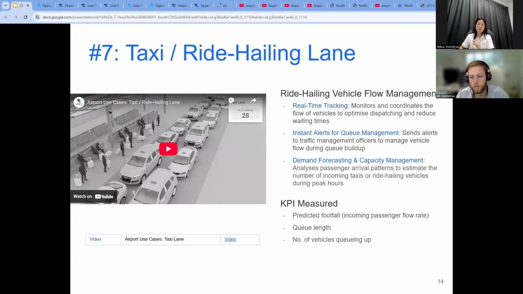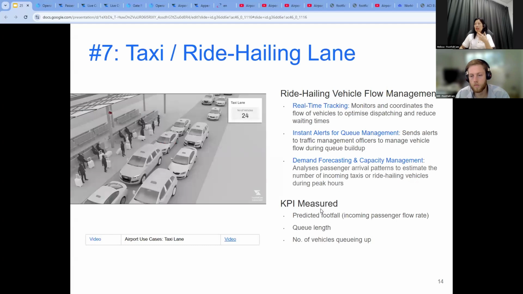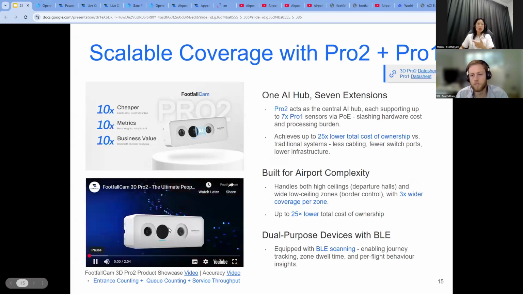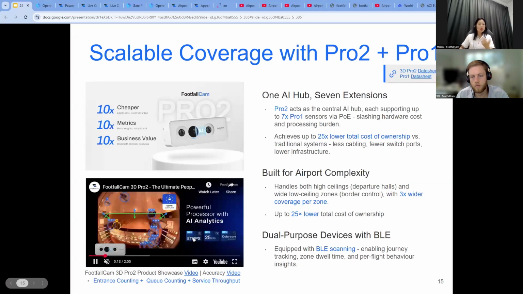Now, let's talk about one of the most important enablers of the entire Curb to Gate initiative, which is our FootfallCam Pro 2, and its sister device, Pro 1. This Pro 2 is our flagship stereo vision AI sensor with 3 times wider coverage and a very powerful chipset inside, including an 8 TOPS NPU with a GPU built in and a very powerful processor.